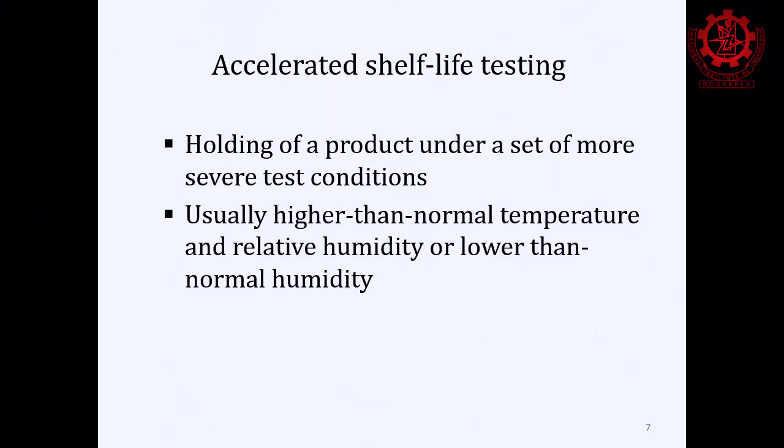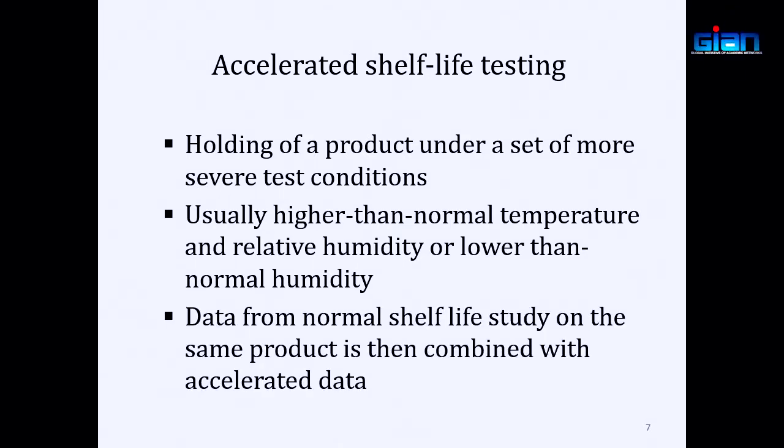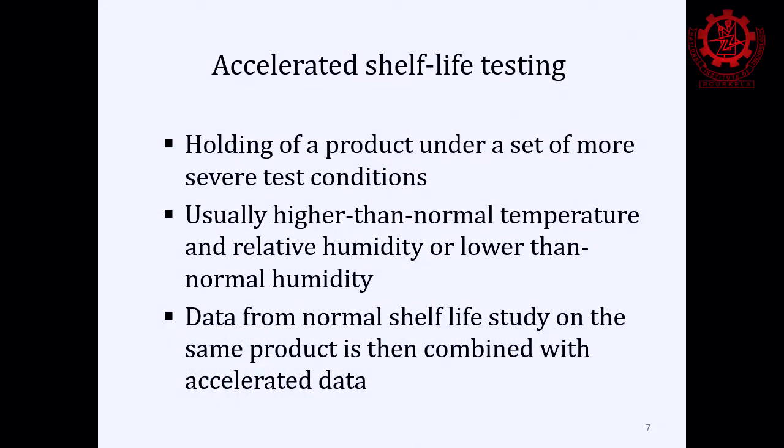So usually higher than normal temperature and relative humidity, lower or higher, depending upon whether the product is susceptible to higher relative humidity or lower relative humidity. And then data from this normal shelf life study on the same product is combined with the accelerated data to figure out what would be the effect of either manufacturing changes or packaging changes, whatever changes you are making in your process. Are you able to follow this?